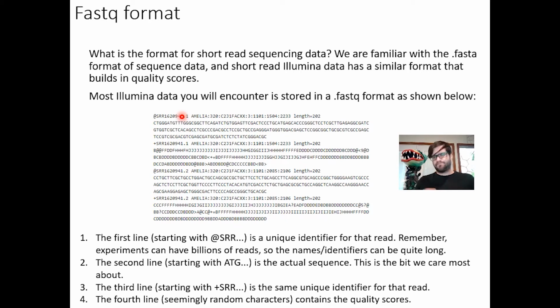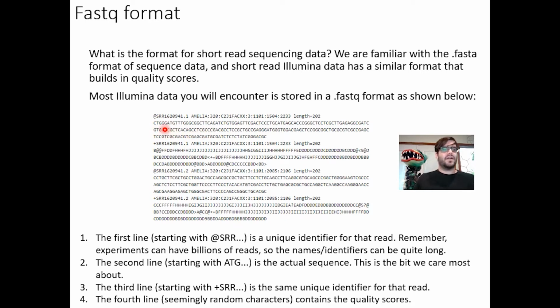If you remember, you can have billions of reads per lane, so this is going to be a really long, random string of letters and numbers. And then it might also say the length of the read. The second line, starting with nucleotides, is going to be the actual sequence of the read. That's what we care about the most. Here you can see this string of A's, T's, C's, and G's. That's a length of 200 base pairs.